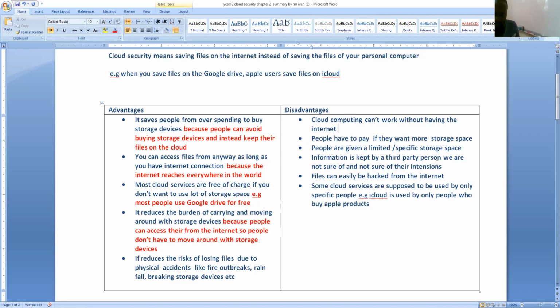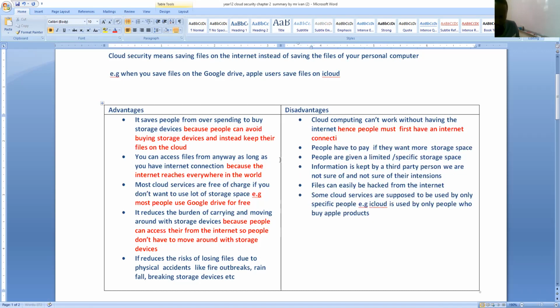Hence, people must first have an internet connection in order to save their files on the cloud.